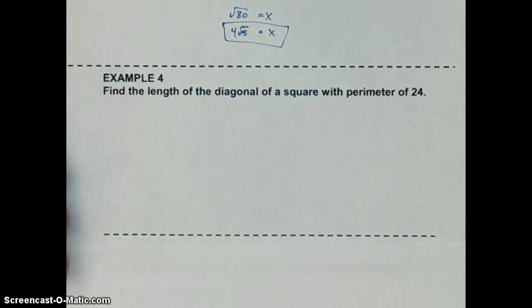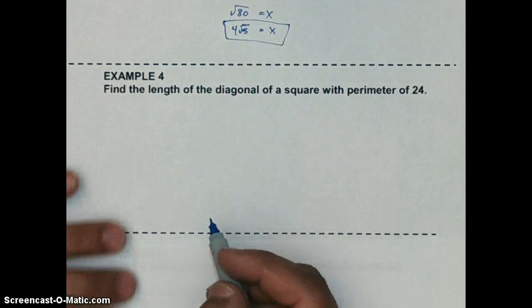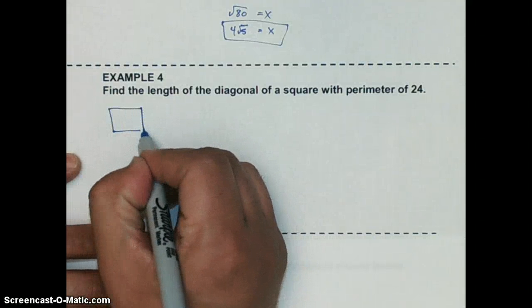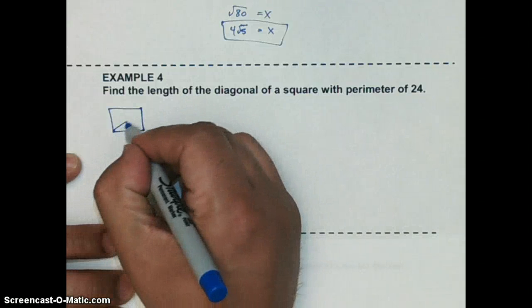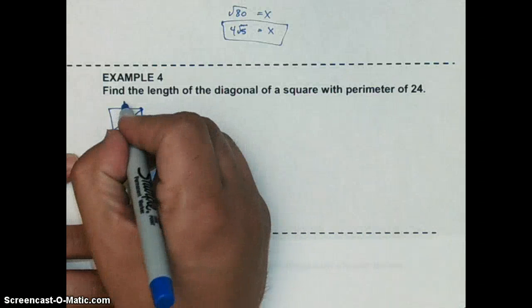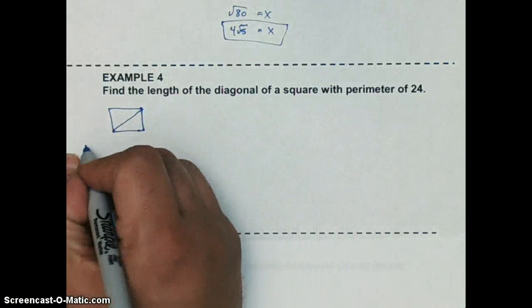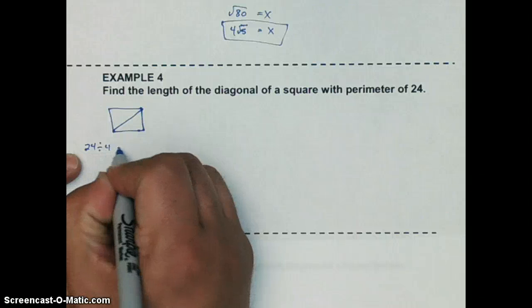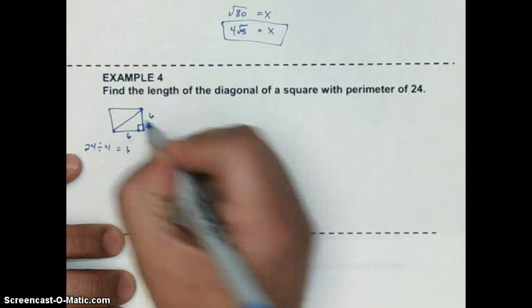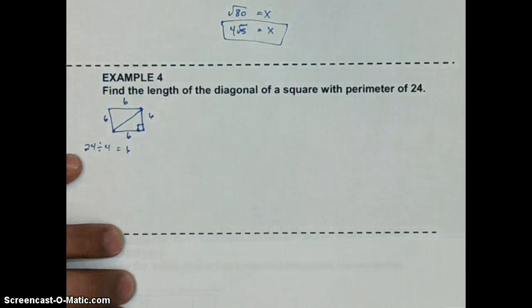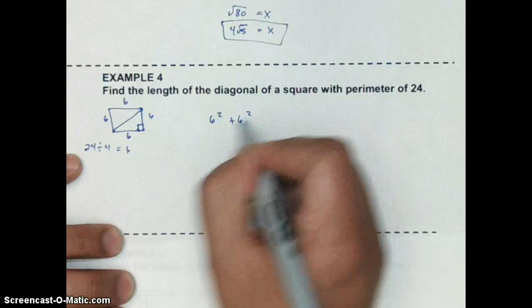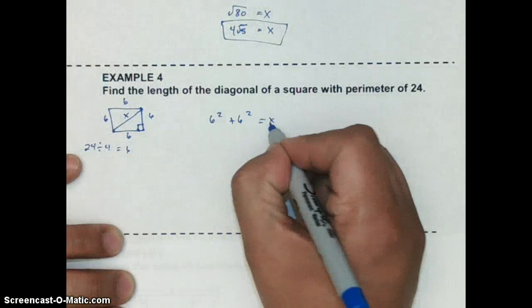Alright, next example. Find the length of the diagonal of a square with a perimeter of 24. So if I have a square and I want the diagonal, well, for a perimeter of 24, that means all the sides are the same. I would take 24 divided by 4, and that tells me that each side is 6. So this would be 6 and 6 all the way around. So I'd have 6 squared plus 6 squared is equal to x squared.